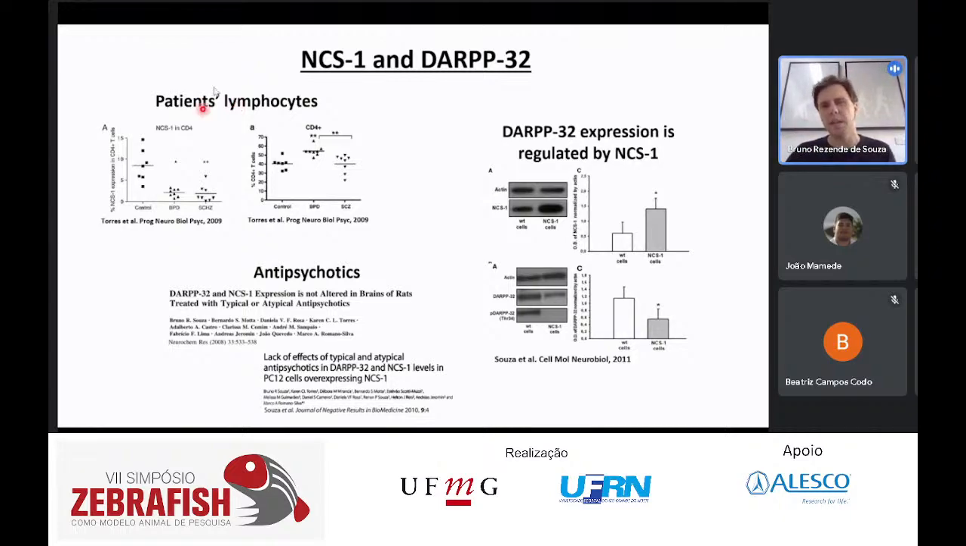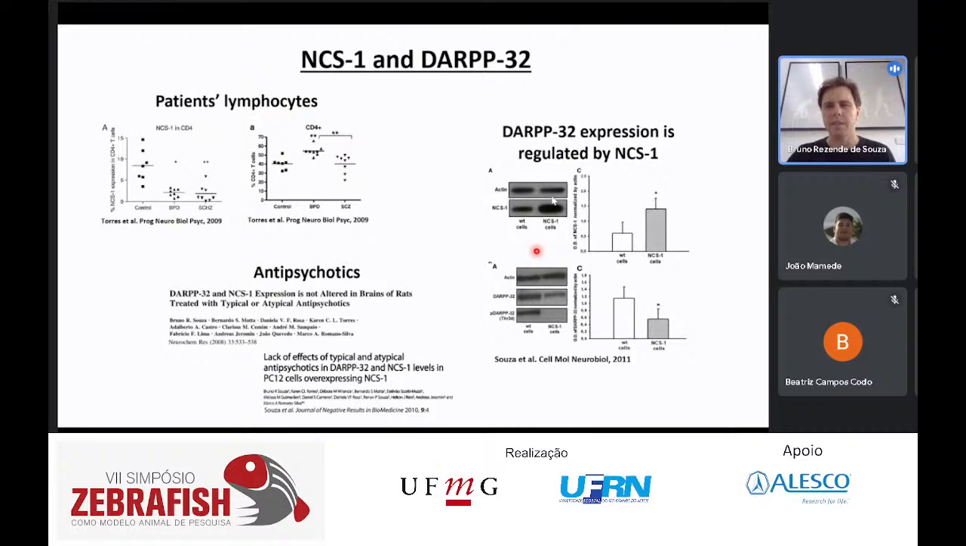But to use these cells as a good model to understand the signaling pathways, it doesn't work, since we have exactly the opposite. In schizophrenic, we have an increase of NCS1 and decrease of DARP32. So we're not seeing that. It's not modeling what we want to see as thinking of neuronal function.